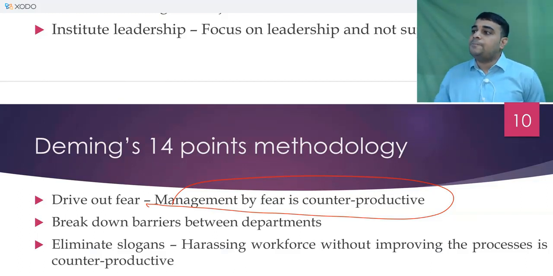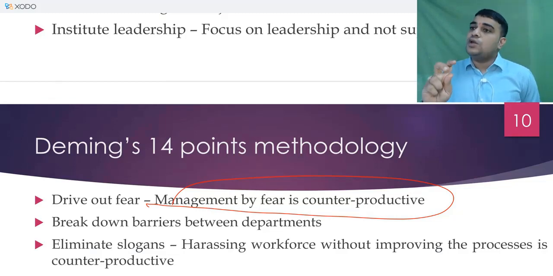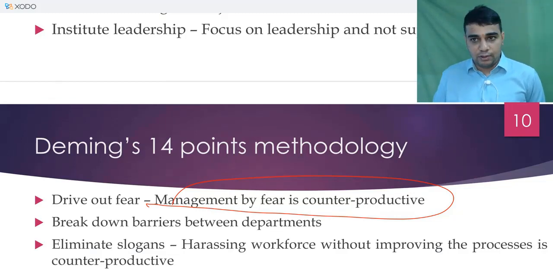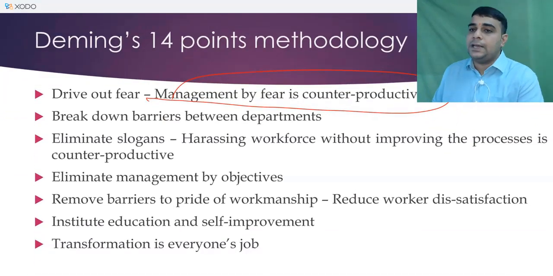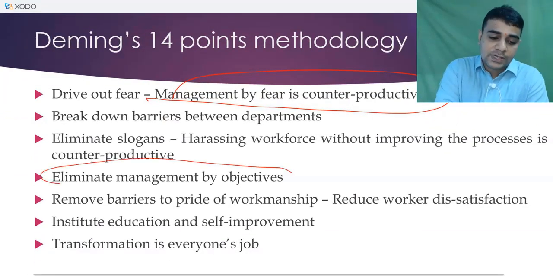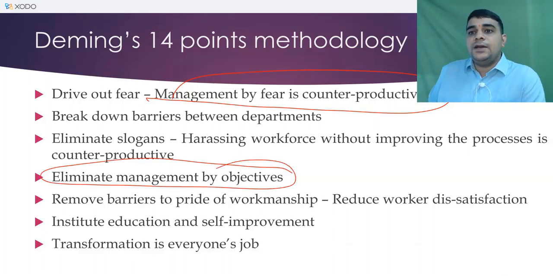So management by objective means I give you a target and I say that if you meet this target, I'll give you some incentive or some reward. That also can be a challenge at times. But in a practical world, management by objectives keeps happening. Most organizations go through management by objective. So management by fear is, if you don't meet it, I'll give you a penalty. Management by objective is the same thing, but I'll give you some rewards.